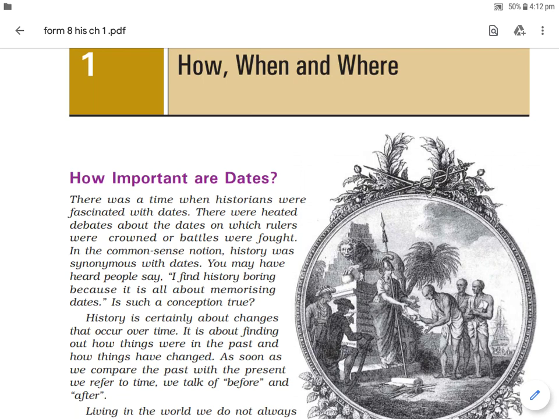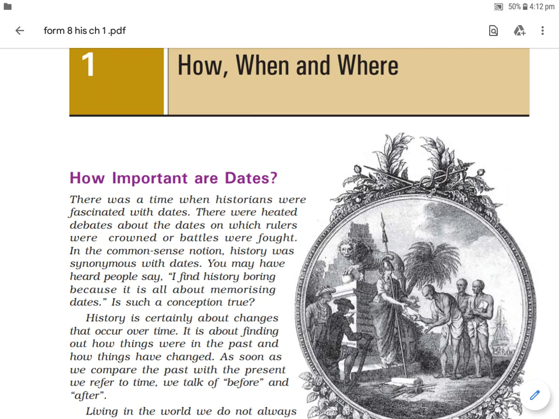So here in Form 8, you are learning British rule in India, British history in India. If we talk about Indian politics, Indian history, we can divide all this Indian ruling history into these three periods. You are also learning in this periodization only.